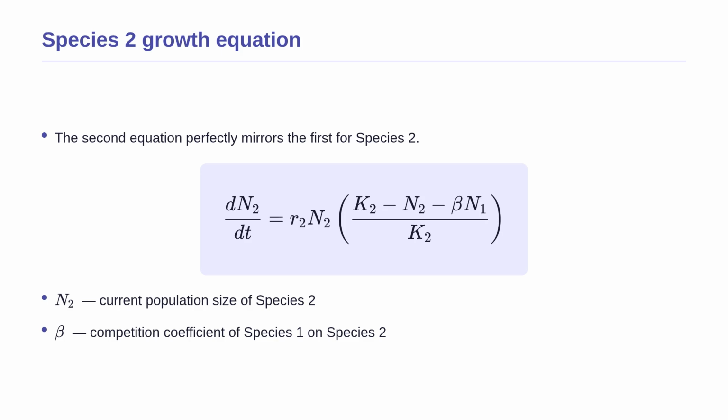Just as we defined the growth for the first species, we have a perfectly mirroring equation for the competing species 2. Here, N2 is the population of species 2, R2 is its intrinsic growth rate, and K2 is its specific carrying capacity. The symbol beta is the competition coefficient, representing the effect of species 1 on species 2. If beta is a very large number, it means even a few individuals of species 1 will severely reduce the available resources and stunt the growth of species 2. Again, as either population increases, the available resources shrink, slowing down growth.